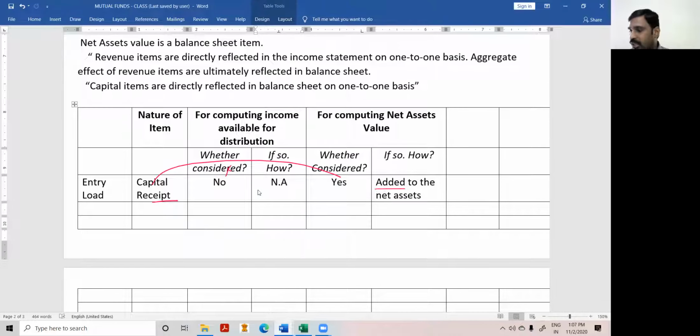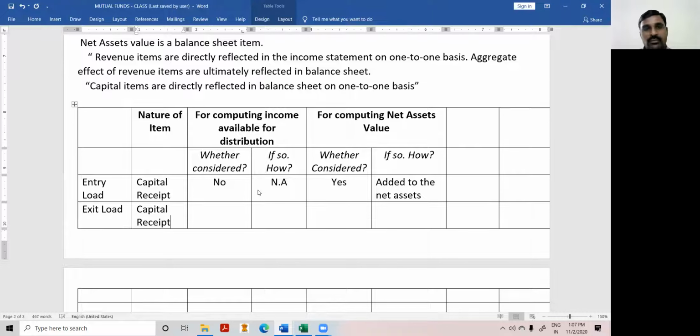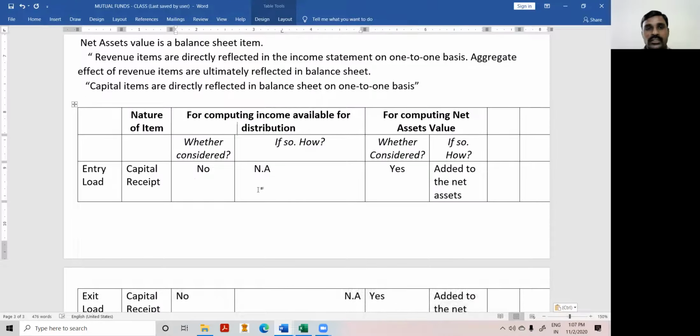So to understand whether it is a capital receipt or capital payment, revenue receipt or revenue payment. Right. So this is the entry load. The next information they have given is exit load. It is also a capital receipt. So the same thing happens. Both are capital receipts, therefore both have the same treatment: added to the net assets value of the fund.